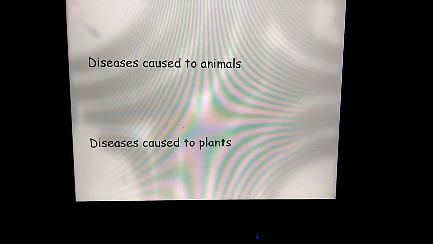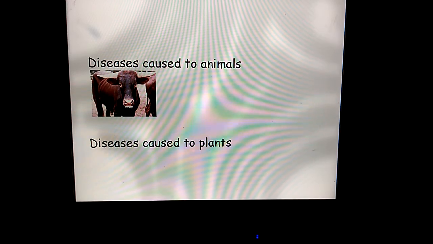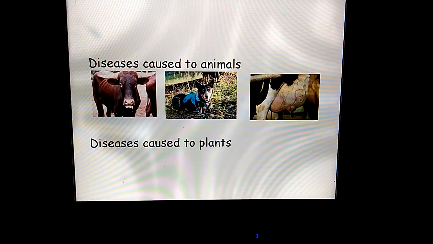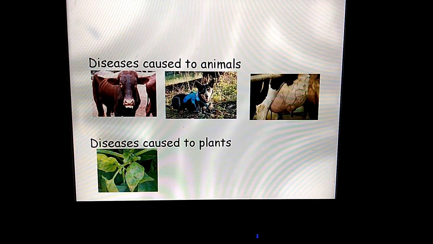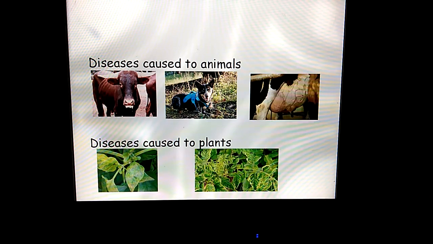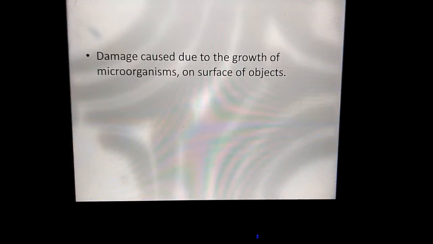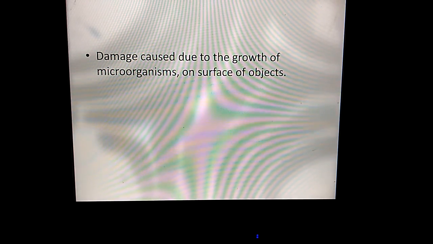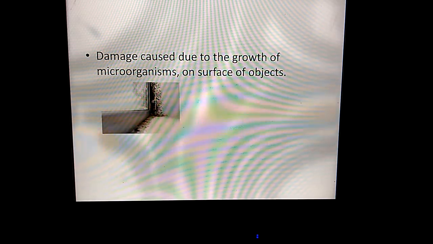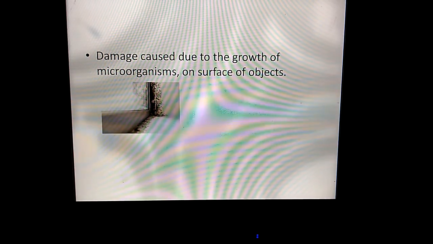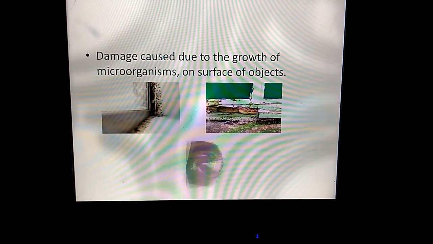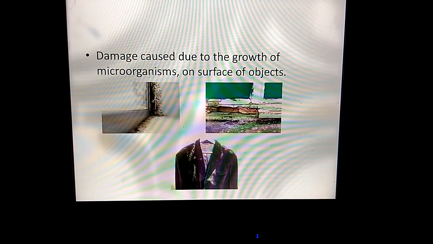Diseases caused to animals. Foot and mouth disease, rabies, and mastitis. Diseases caused to plants. Blight and leaf curl disease. Damage caused due to growth of microorganisms on surface of objects. Microorganisms grown on balls. Microorganisms grown on wood. And microorganisms grown on clothes.